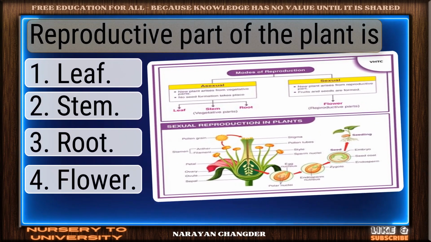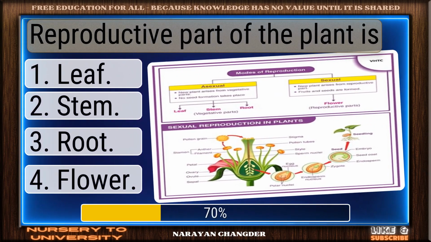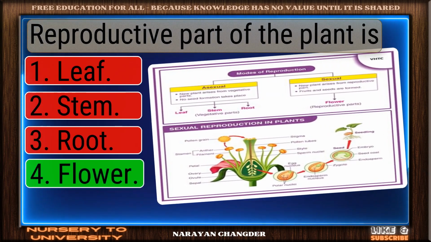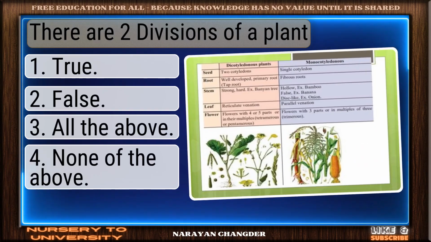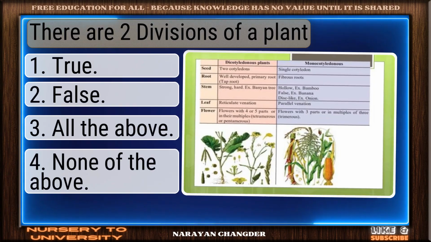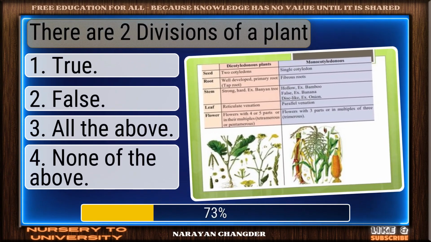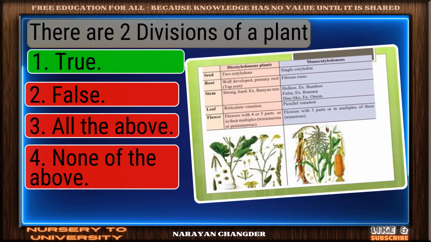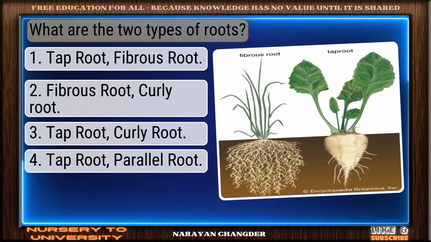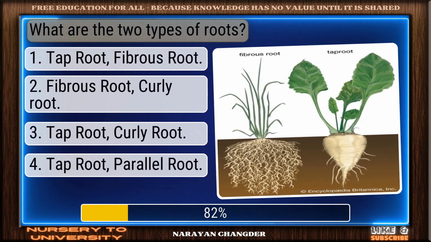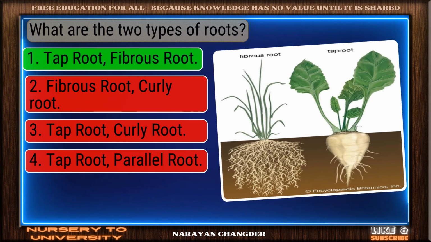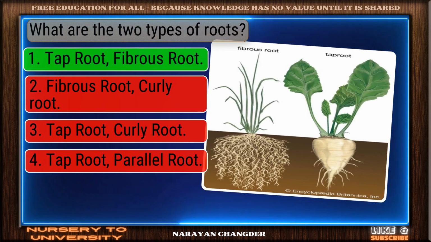Reproductive part of the plant is. Good thinking. Flower is the right answer. There are 2 divisions of a plant. Well done. True is the right choice. What are the 2 types of roots? You're right. Taproot, fibrous root is the correct answer.